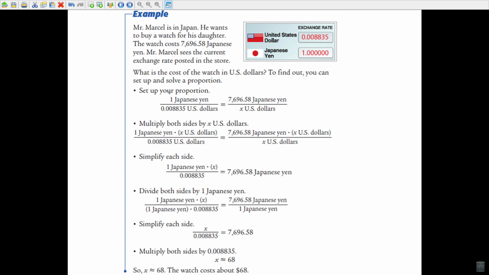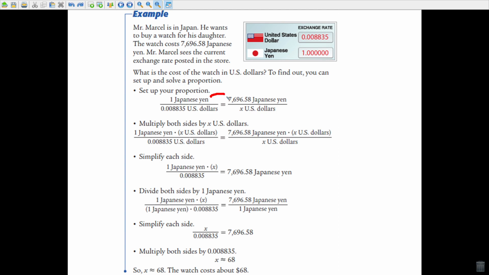To find this out, you can set up and solve a proportion. Here's your proportion. Remember, a proportion is 2 equivalent ratios. That means they have to equal each other. So there's the information that was given. 1 Japanese yen is 0.008835 US dollars, just because that's given. That equals 7,696.58 Japanese yen. How much US dollars would that be?